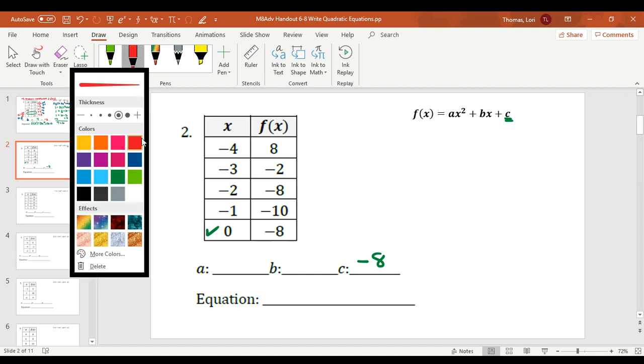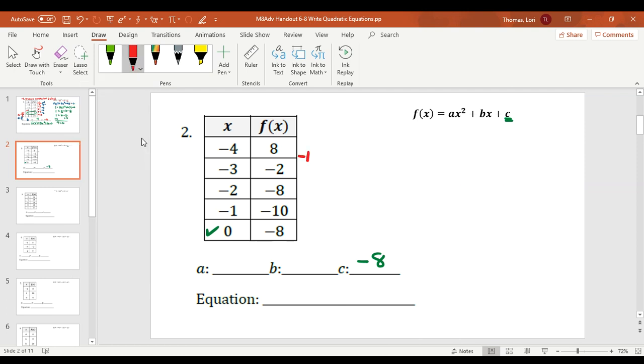Let's find the a value. So find your first difference, 8 to -2. That is going down 10. Then we're going from -2 to -8. That's a difference of 6. From -8 to -10 is a difference of 2. And then from -10 back up to -8 is a change of +2. Then we're going to find the difference between these differences. This gives me a +4, +4, and +4. So it is indeed quadratic. My a value is my second difference divided by 2, which gives me a value of 2.